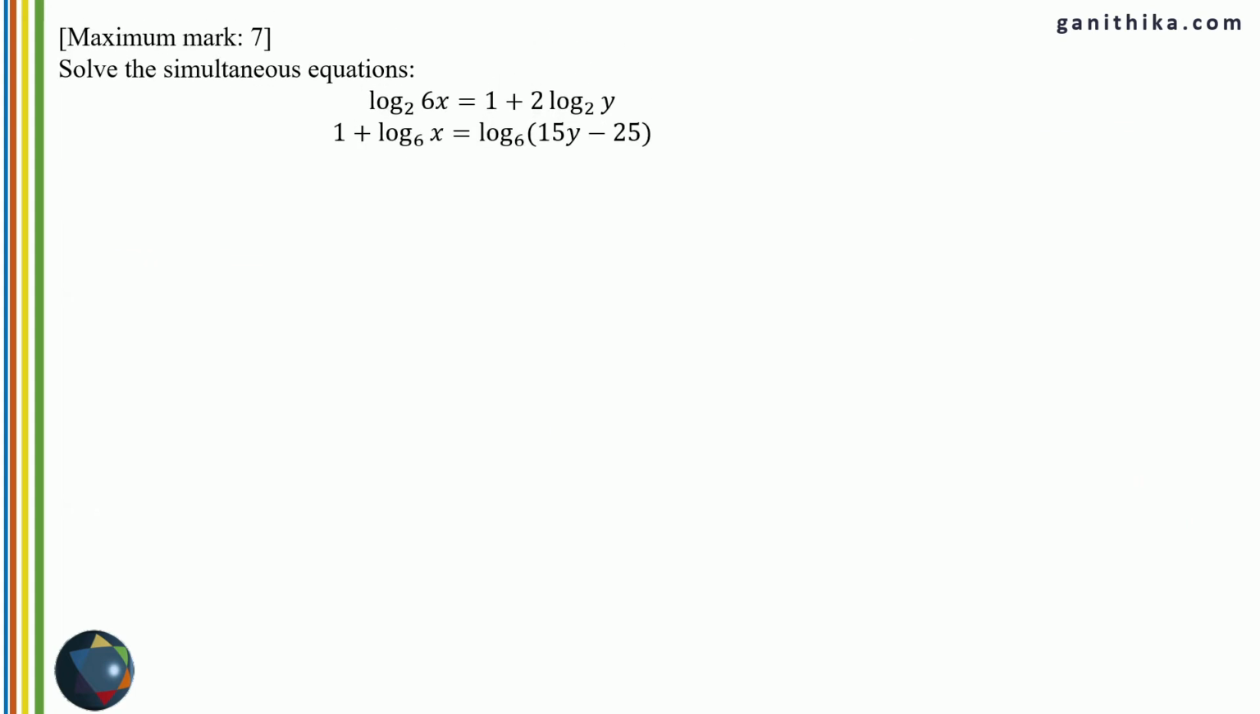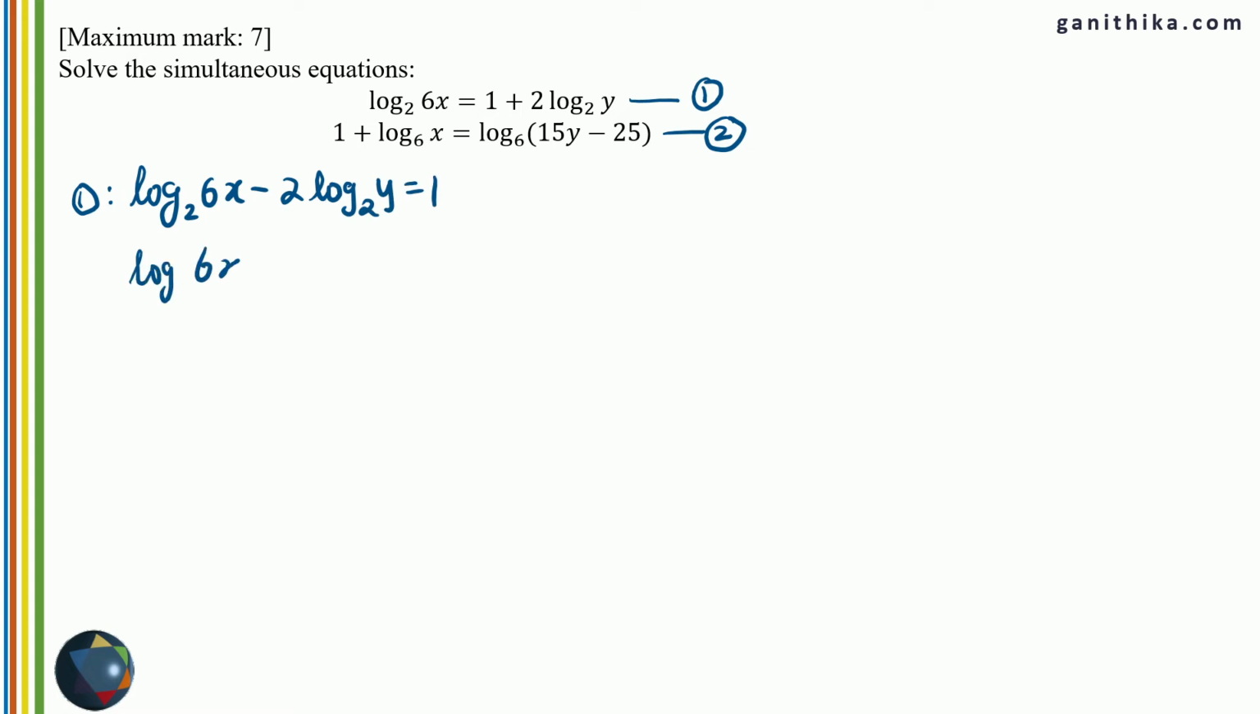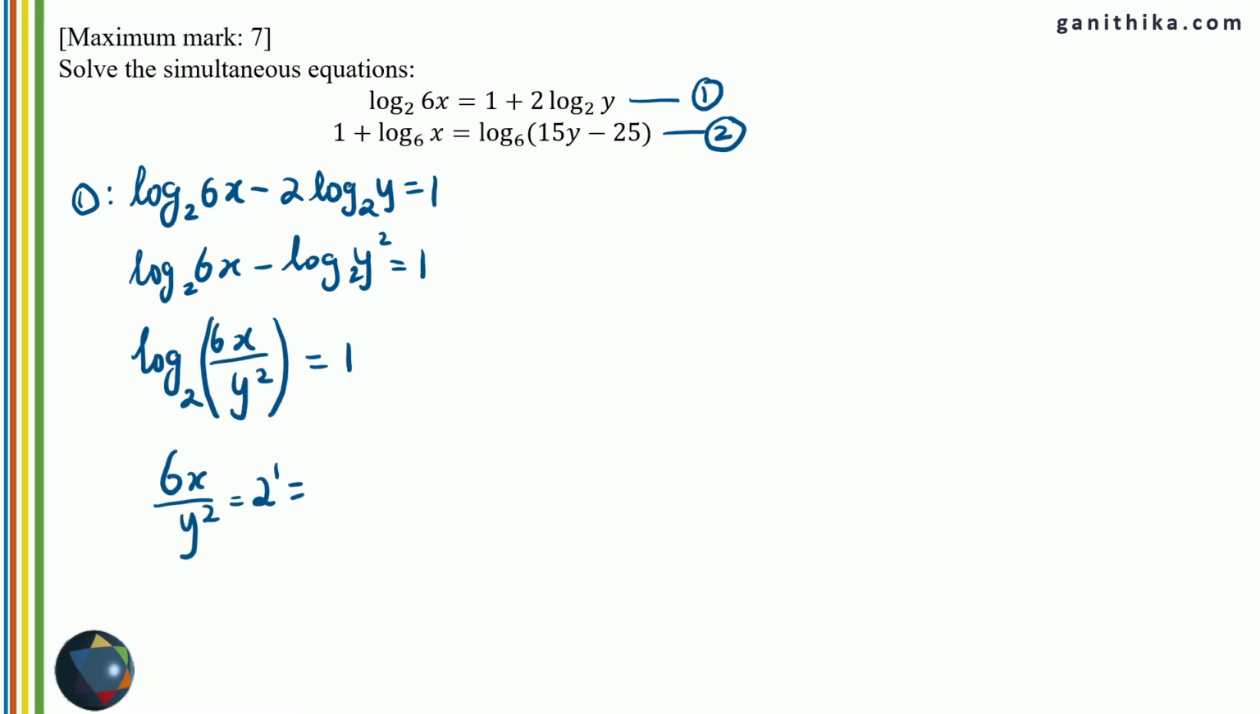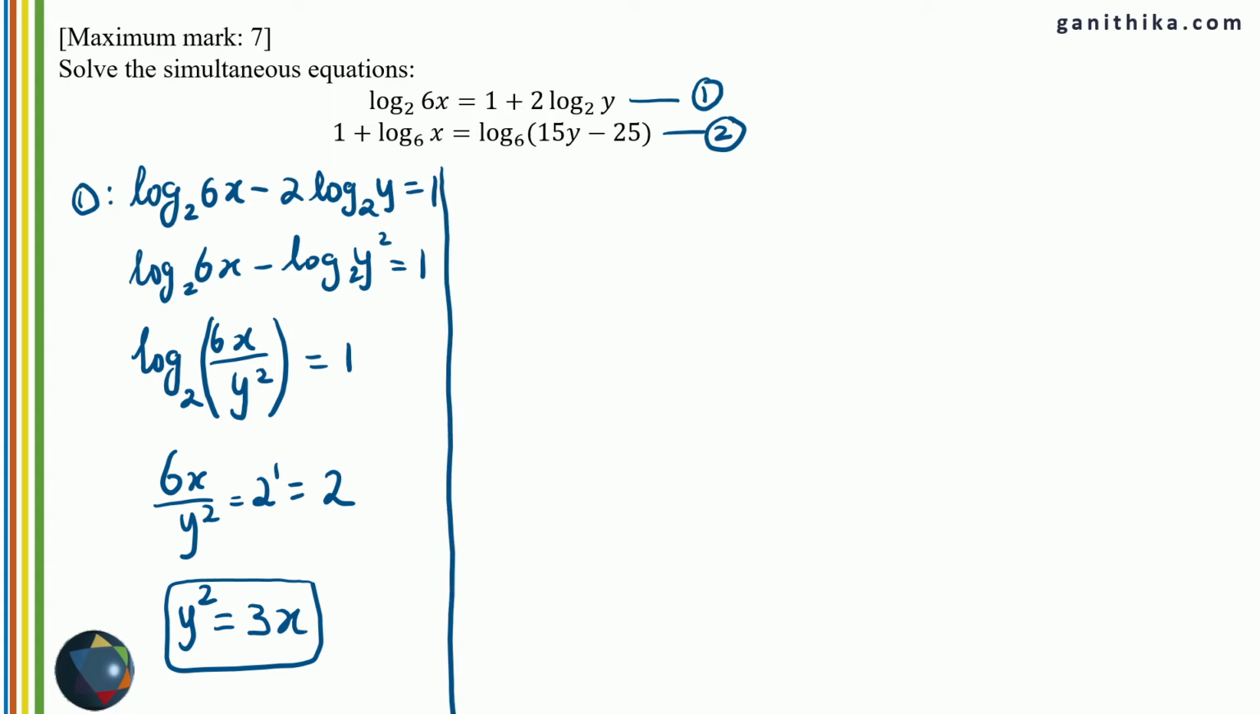Next question is: solve the simultaneous equations, and two equations are given. I'm not going to read it out. We have to collect all the logarithms to one side in both the equations. So we'll do it for the first equation and simplify using the logarithmic rules. So 2 log y becomes log y squared there, and then subtraction becomes division, and then using the change of logarithm to exponential form, 6x divided by y squared is equal to 2. Rearranging, y squared is equal to 3x. Keep it safe for the next equation.